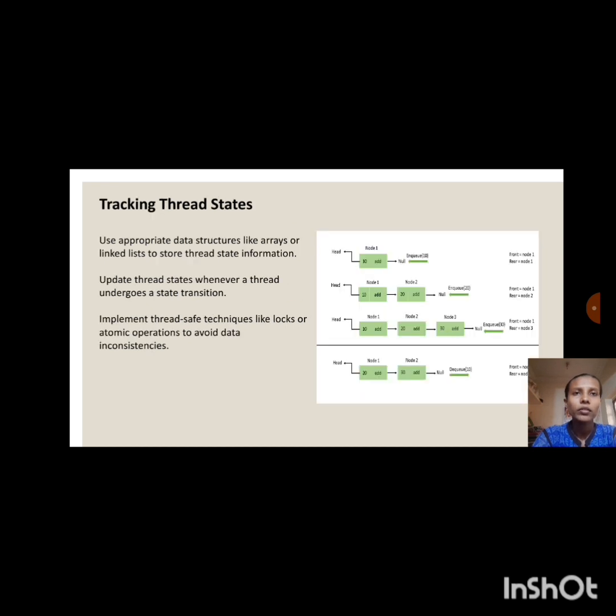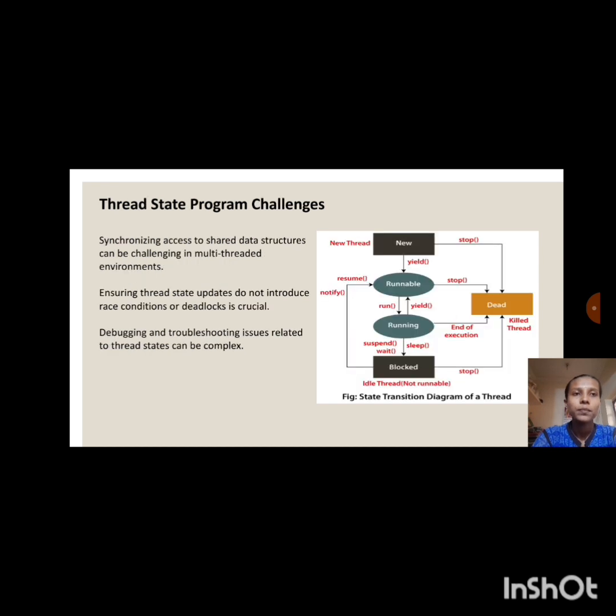Tracking thread state. Use appropriate data structures like arrays or linked lists to store thread state information. Update thread state whenever a thread undergoes a state transition. Implement thread-safe techniques like locks or atomic operations to avoid data inconsistencies.